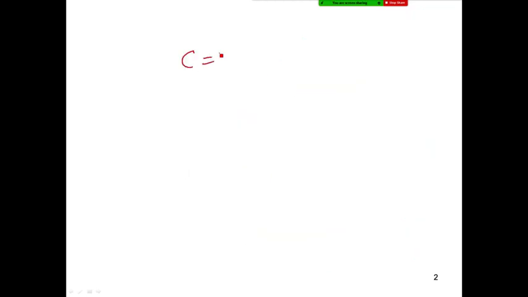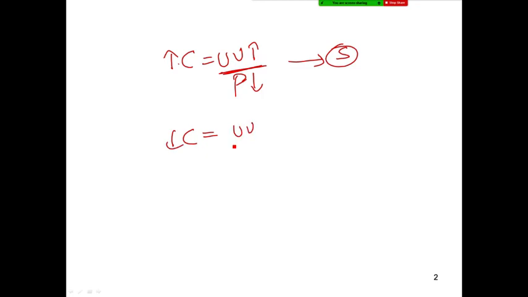Next is clearance is UV over P. So if clearance of a substance is increased, that means numerator is increased, denominator is decreased. Comment on what happened to the substance. It's leaving the plasma. So what happened to the substance? Secreted. If clearance is decreased, that means excretion has decreased and denominator has increased. It's staying in plasma.